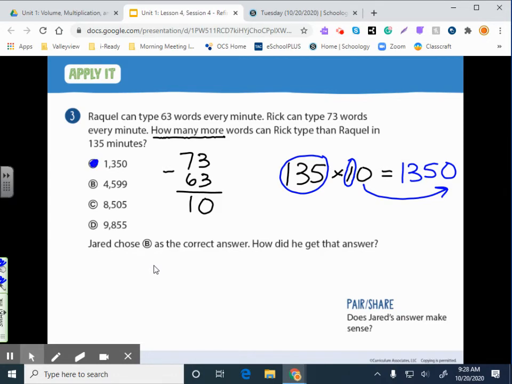And they want to know, Jared chose B as the correct answer. How did you get the answer? We don't care, Jared. Just do it the way we did it. You'll be fine.